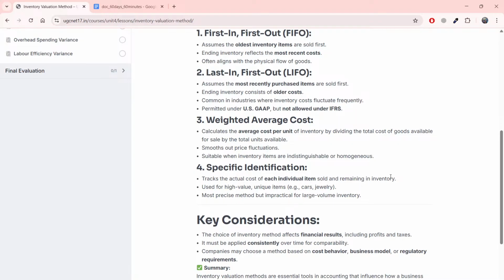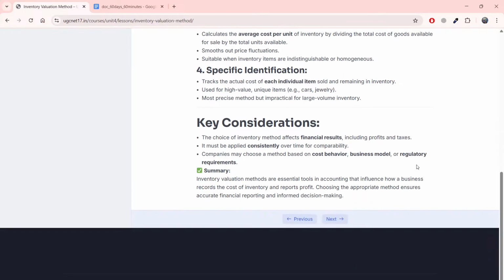Companies may choose a method based on cost, behavior, business model, or regulatory environments.